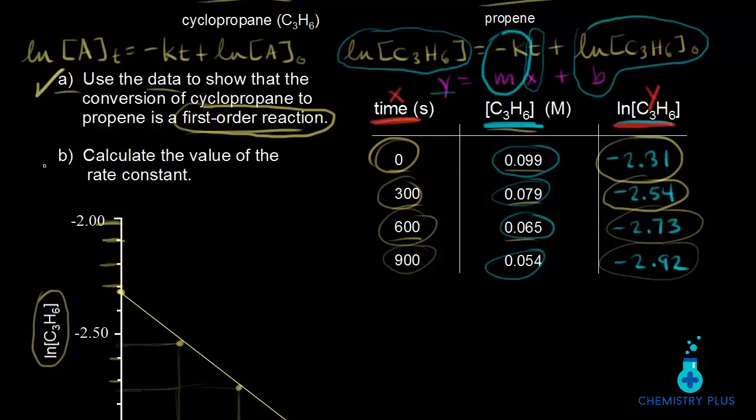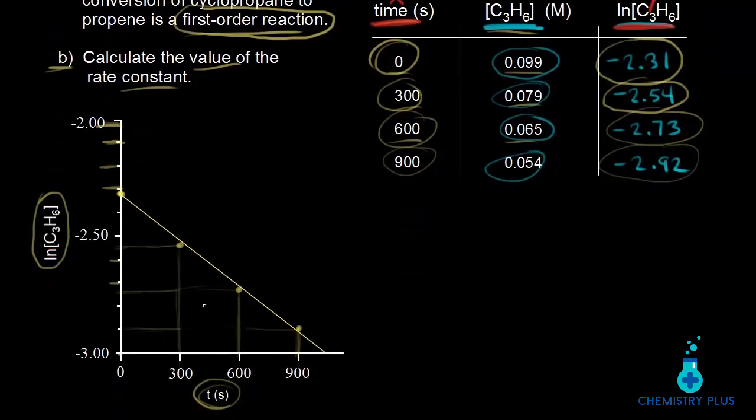All right, for part B, our job is to calculate the value of the rate constant. And the rate constant, remember, let's go back up here. The rate constant is k. And we know the slope is m, right? So the slope of that line is m, and the slope is equal to negative k. So let's go back down to here. So the slope of this line is equal to negative k.